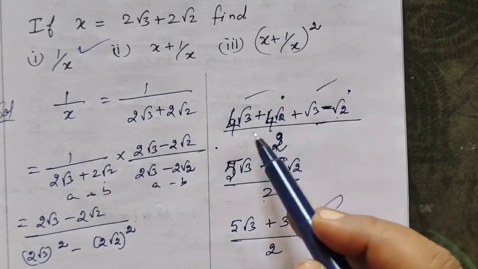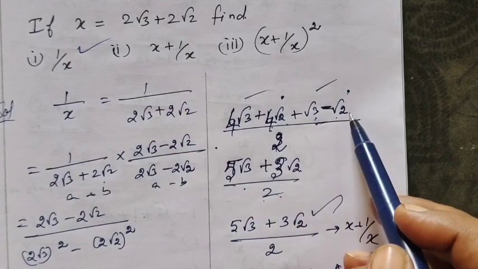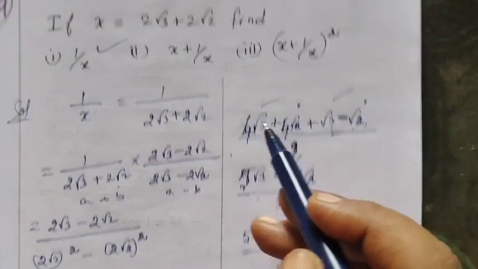So for 4 root 3 plus root 3, 5 root 3, and 4 root 2, separate root 2 as well, so 3 root 2. So this is the answer for this.